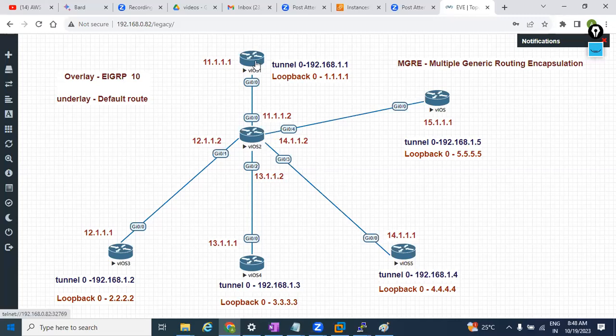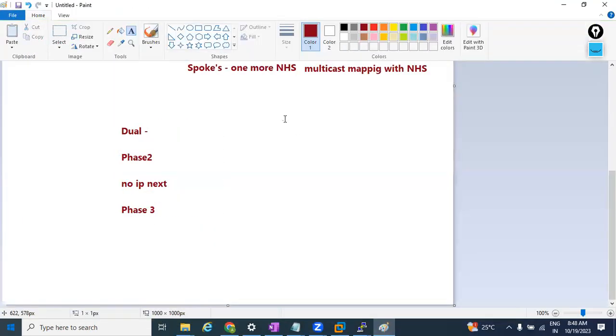Whatever configuration is needed on hub 1, the same configuration would be required on hub 2. Clear? So this is your dual hub with single ISP. Clear? DMVPN is completed. These are the things which you have to practice.